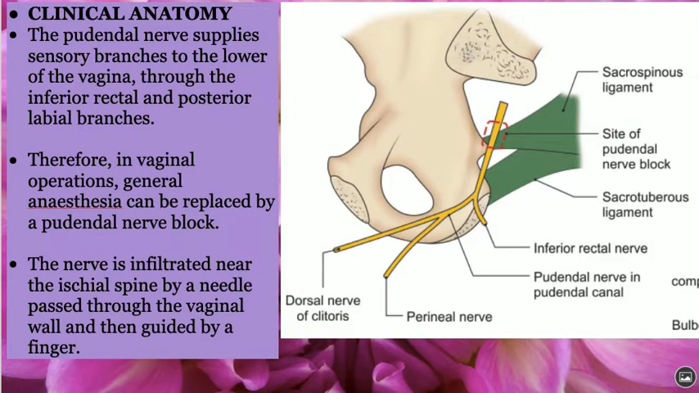Okay. So, what is the clinical significance of the pudendal nerve? Basically, it supplies sensory branches to the lower end of the vagina through the inferior rectal and the posterior labial branches. Therefore, in vaginal operations, we can give anesthesia by a pudendal nerve block. This is the ischial spine, and this is the site of the pudendal nerve block. It can be infiltrated at the ischial spine by passing a needle through the vaginal wall and then guided by a finger.